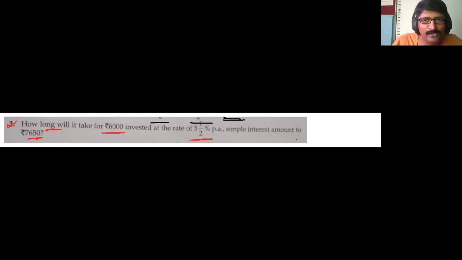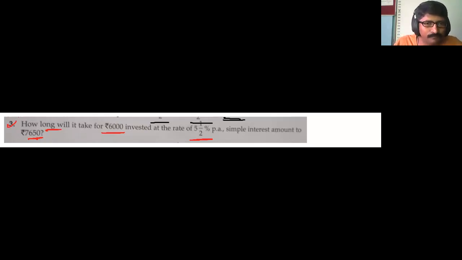Simple interest amounts to rupees 7650. Now understand what exactly is 7650. This is a very typical type of question where students get confused. So what exactly is this 7650? Look at this, here is the meaning. The simple interest amounts to, that is, this 7650 is the amount.